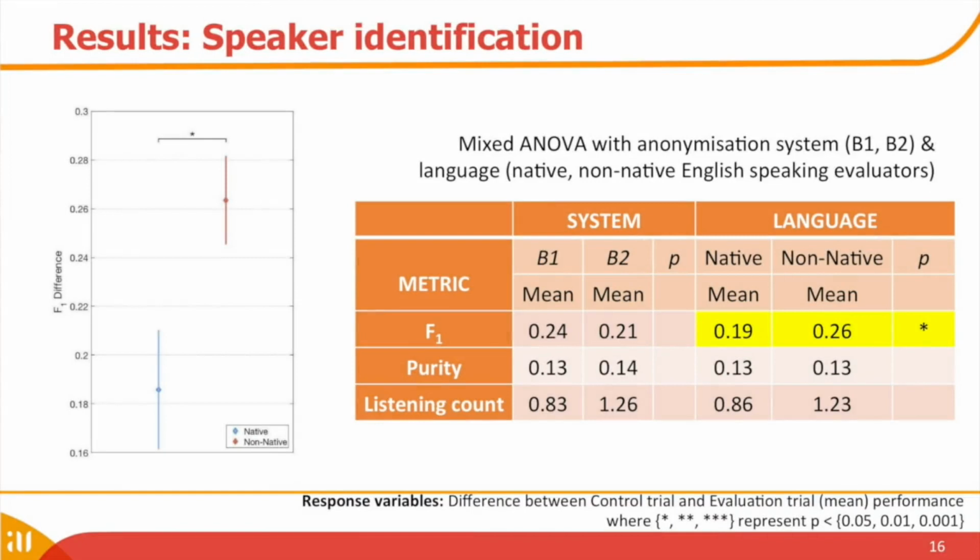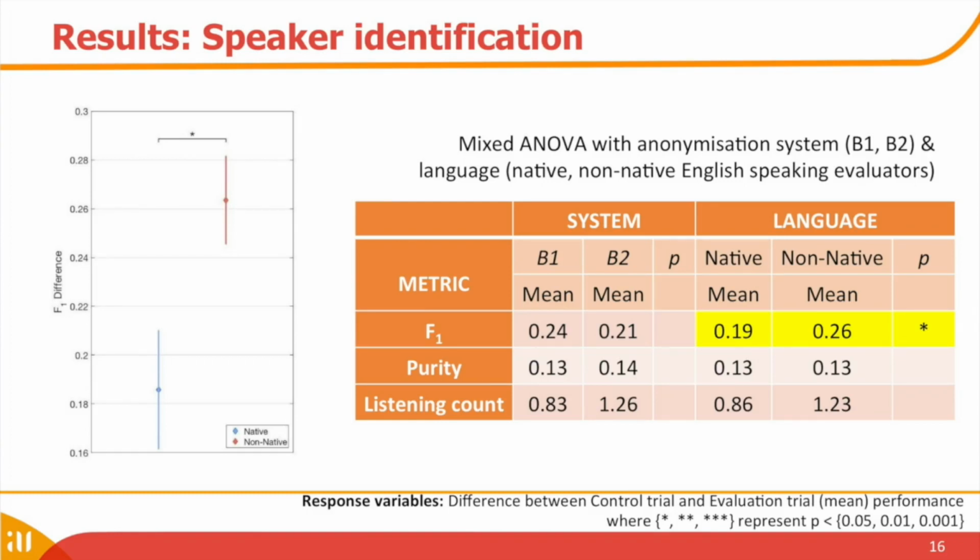To examine the effect of anonymized speech, for each evaluator, we calculated a difference between their performance during the control trial and their mean performance during the evaluation trials. Mixed ANOVA procedures were applied with anonymization system and language as between subject factors. Our results are illustrated in the table. For mean F1 difference, we found a main effect for language, but no other effects on system. Post-hoc t-tests showed non-native English-speaking evaluators were more affected by linking natural and anonymized speech recordings than native English-speaking evaluators by approximately 7%. This result is illustrated in the figure.